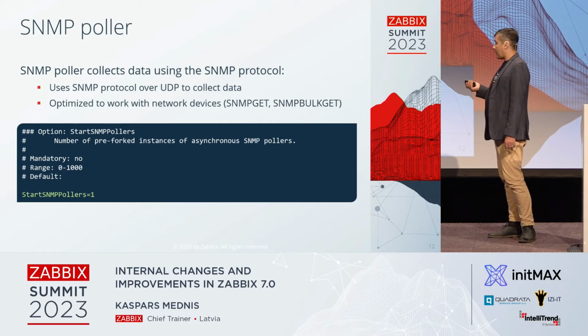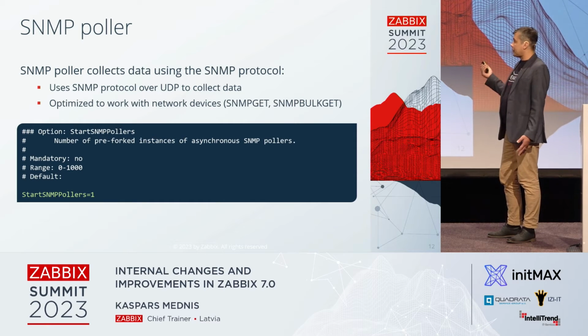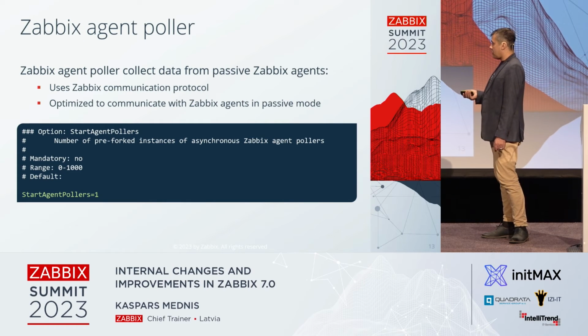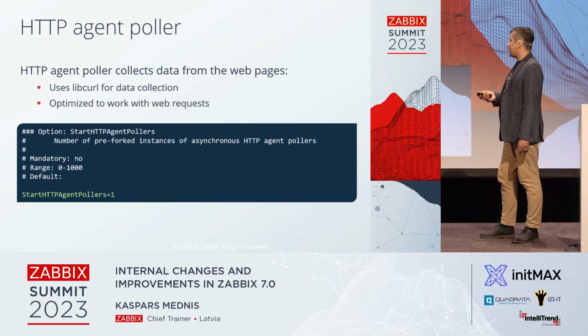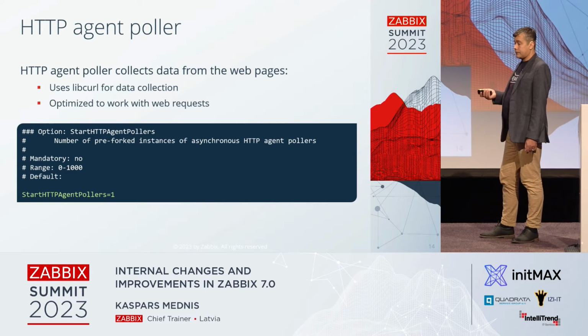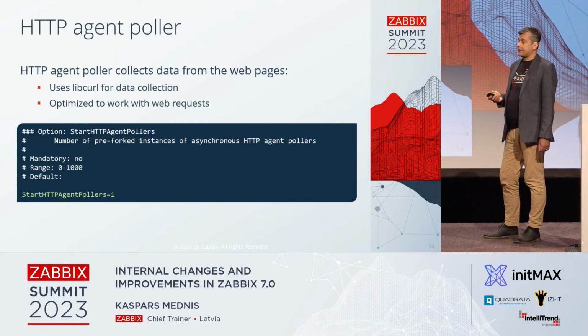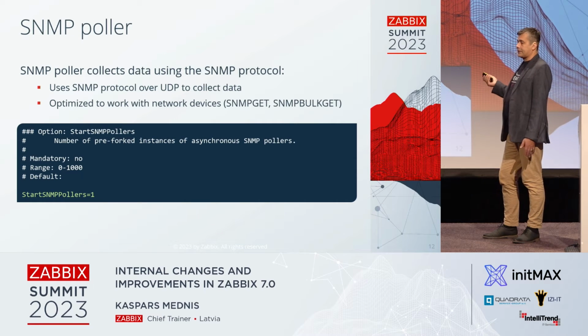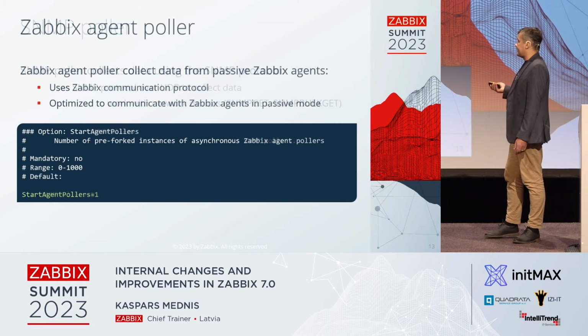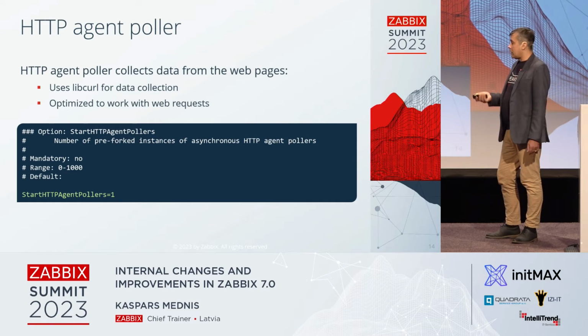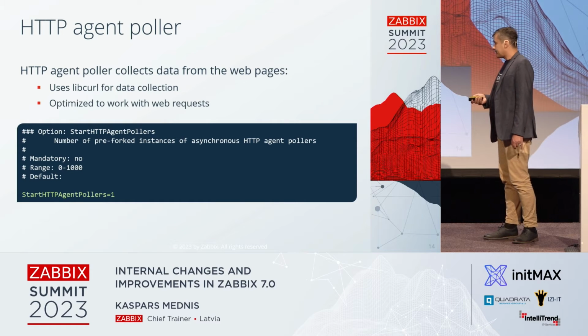If you upgrade Zabbix to version 7, you will notice that you also have new configuration settings. You have start SNMP pollers, and just a single one. Then you will have Zabbix agent pollers, also just a single one. And the same is for HTTP agent pollers, also just one. Every one of those types is optimized. The SNMP poller type is optimized to work with SNMP, the agent poller knows how to work with the agent better, and the HTTP agent poller knows how to work with web pages. So they are more specific.